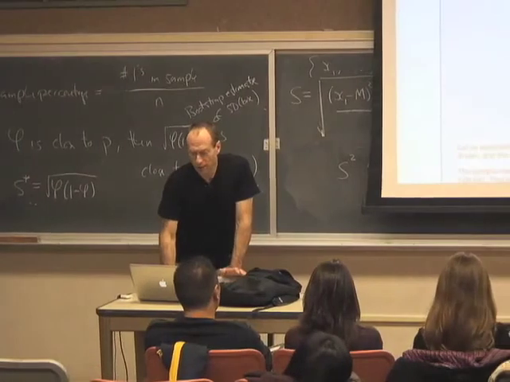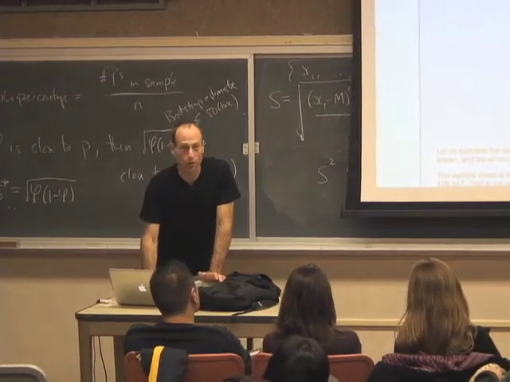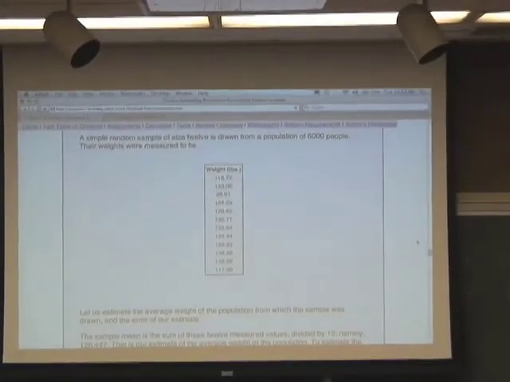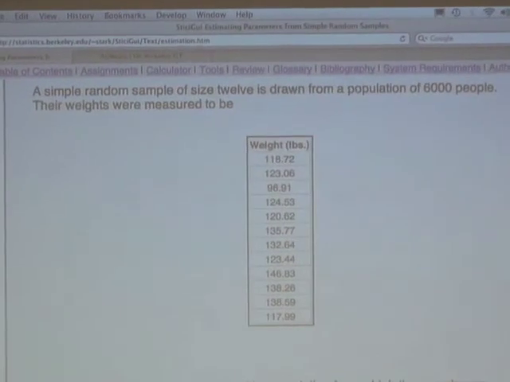Okay, we're looking at a population of 6,000 people. We've drawn a sample of size 12. Simple random sample. Does that mean with replacement or without replacement? Without replacement. Simple random sample is without replacement. Okay?